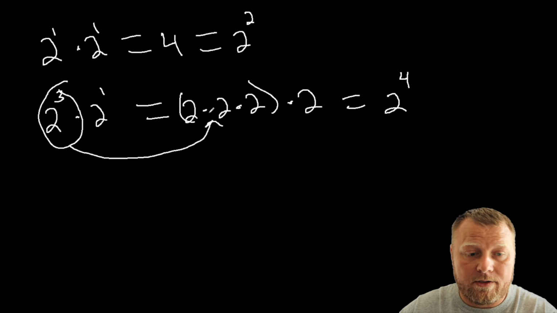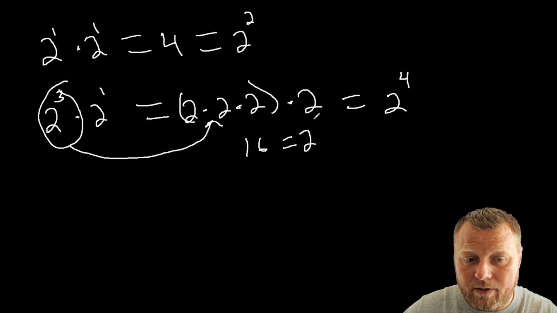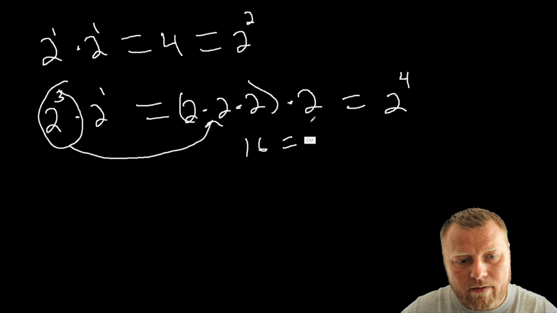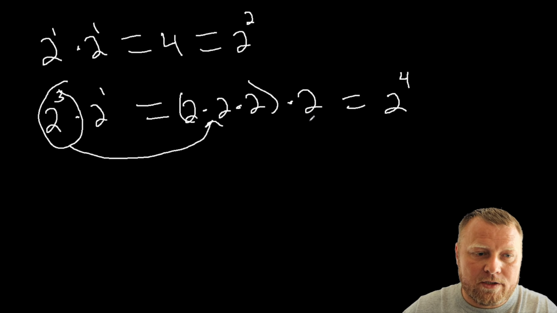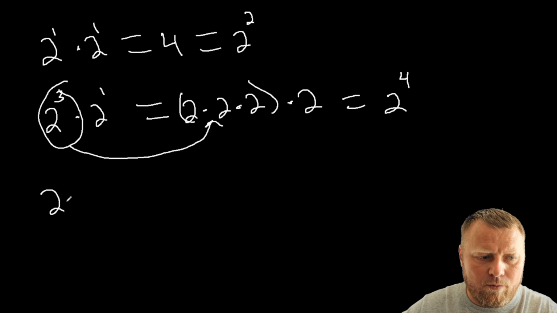You could do this out and say 2 times 2 times 2 is 8, times 2 is 16, but 16 is also equal to 2 to the fourth power. So we don't really need to write that out if we understand how this works. So the pattern seems to be following true. 3 plus 1 does equal 4. Looking pretty good. Let's do one more for good measure.